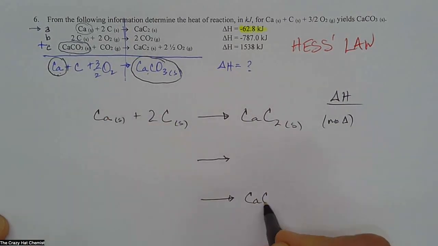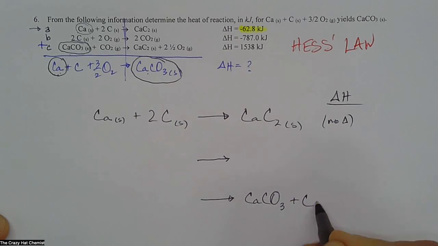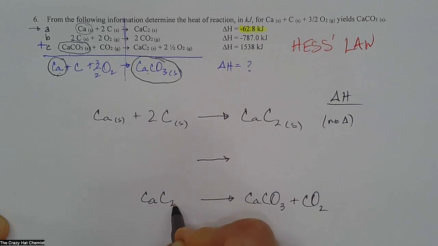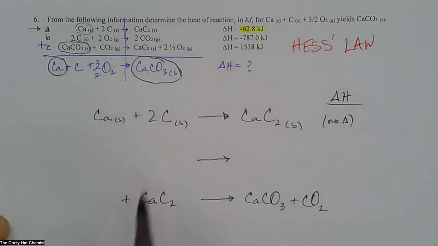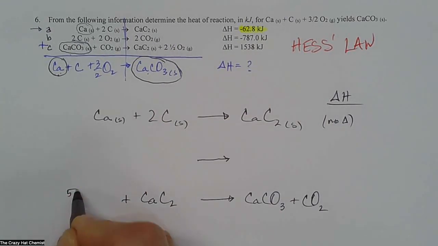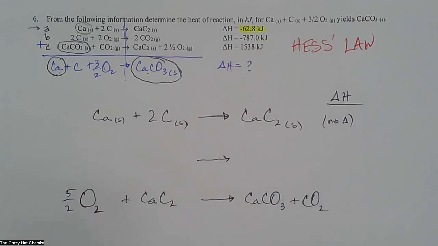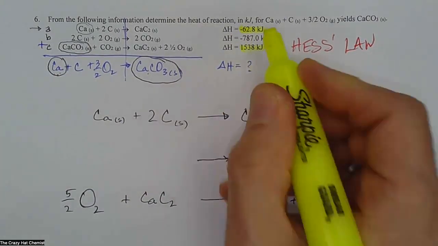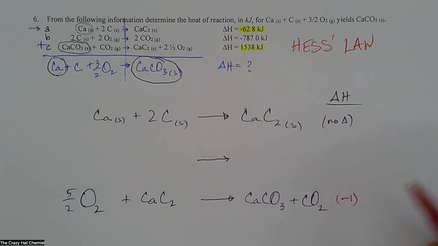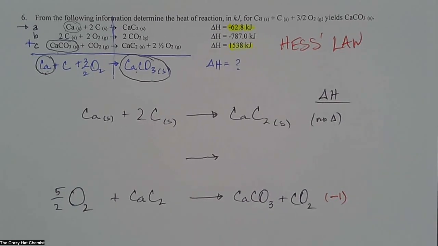So CaCO3 plus CO2, and then we have CaC2 plus 2 and 1/2 oxygen. And so 2 and 1/2, that's actually 5/2 O2. I haven't included the states of matter. Hopefully you're okay with that here for the moment. And then what am I going to do with this number? Since I flipped the equation, what I'm going to do with this number is multiply it by -1. Okay, that's what we're going to do.